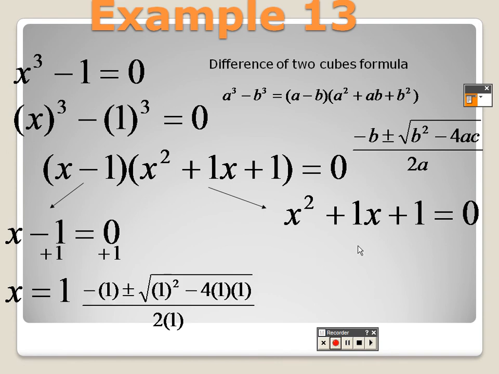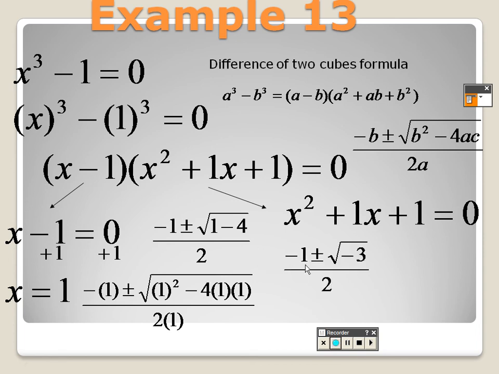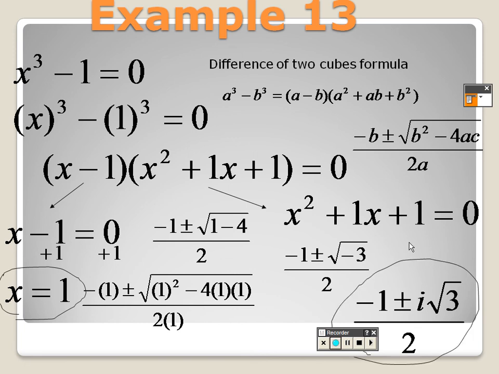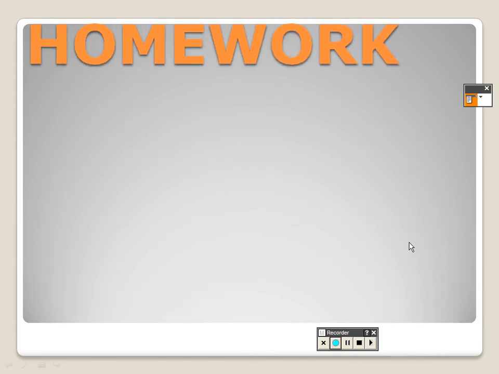So A, B, and C are all 1s. You're just plugging in 1s everywhere. That's a negative 1. That's 1 minus 4 divided by 2. So negative 1 plus or minus root negative 3 over 2, which is like saying i root 3. These are your other 2 answers. They're imaginary, but they work. If you plug those in, you will solve that problem. Okay, as crazy as it sounds, you plug in those 2 answers, and that will solve the problem for you, as well as the 1.